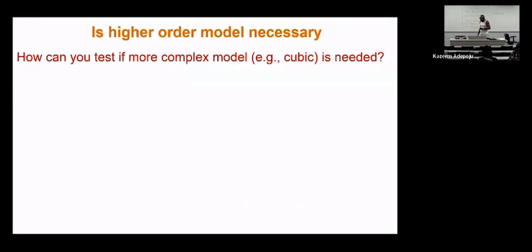Now, take a look at this. You may be tempted, right? When I use the first order, which is linear, and I decide to increase to second order, the R square goes up. You may be tempted again to say, okay, let me continue to increase the order. That is what I want to consider now. Is a higher order model necessary?